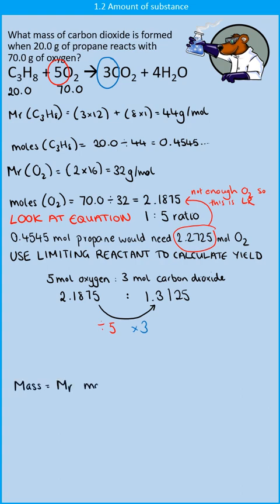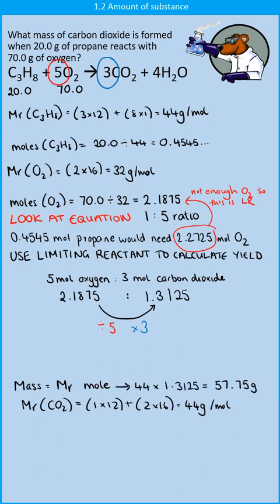So I go back to my moles equals mass over Mr equation, but I don't actually have an Mr of carbon dioxide yet. You probably know by now that it's going to be 44, but we should show our working anyway. And then I can do that multiplication to get 57.75 grams.